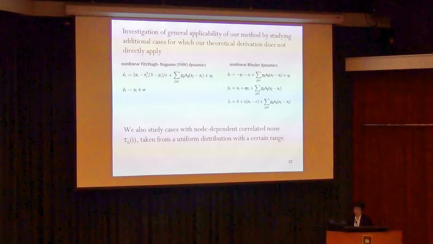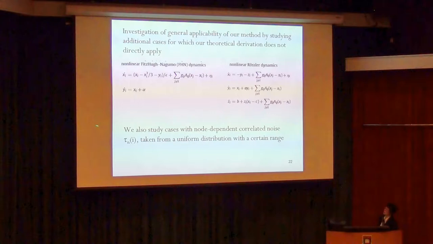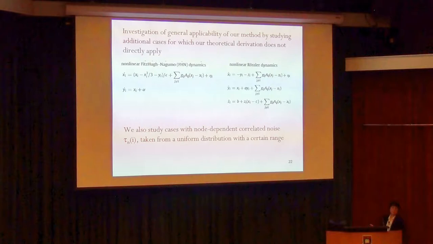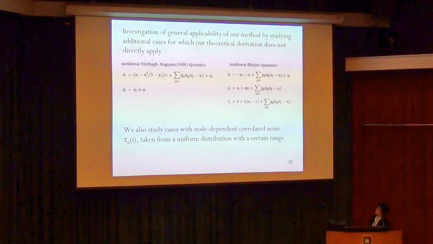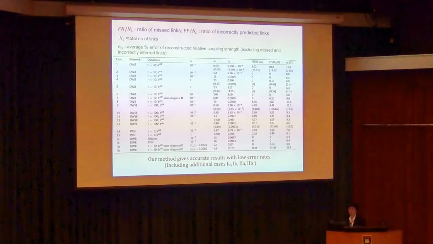And we also study cases where the correlated noise time is not a constant. In the derivation, we assume it's a constant so that we can get the result. But just to try how far the method goes, we also try something beyond the derivation. So this is tau i depending on the node, for a uniform distribution. Anyway, we have tried different kinds.